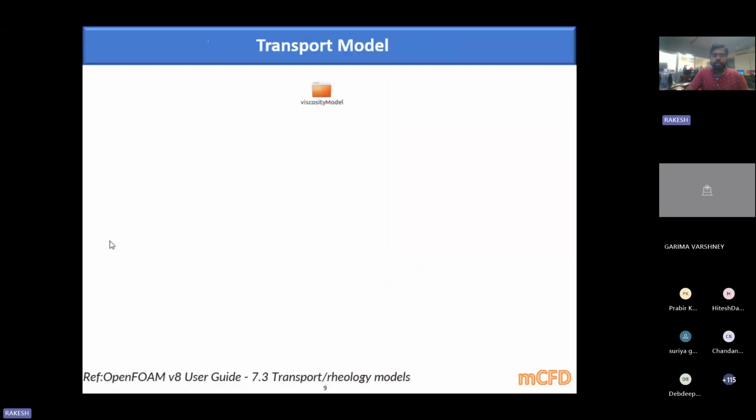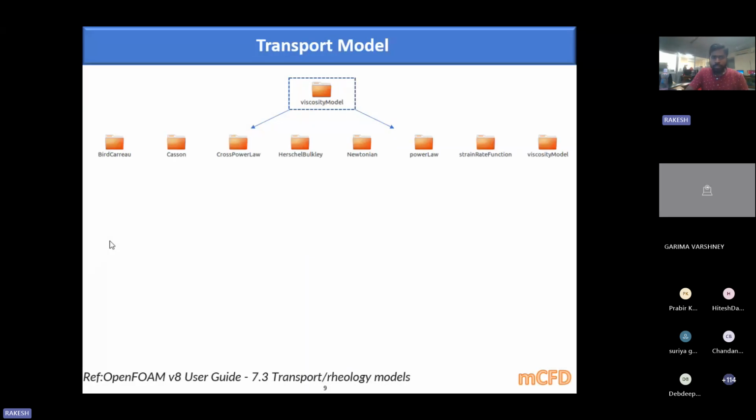Now coming into the transport model, we have viscosity models. Different viscosity models are already available in the libraries. The first one is the Bird-Carreau, Casson, Cross Power Law, Herschel-Bulkley. Different viscosity models we have. As already told, according to the requirement, we can implement any of the viscosity models. And in case somebody is doing any experiment, from the experiment also we can do the rheology of any fluid, and we can do a fitting analysis, and we can fit it into the appropriate viscosity model.